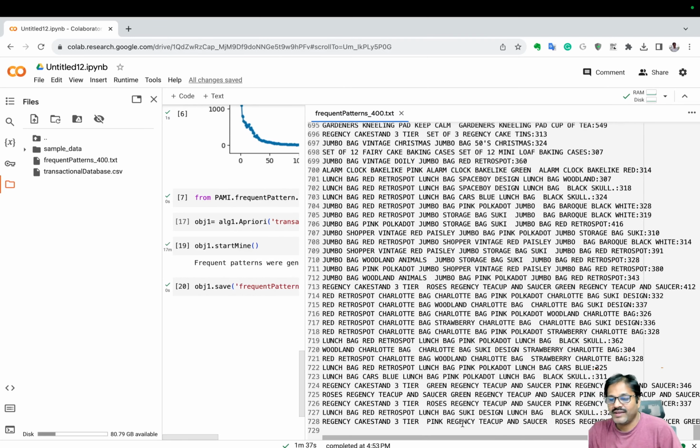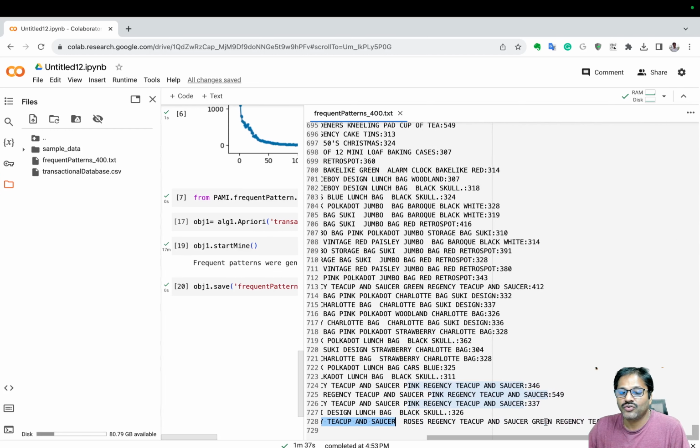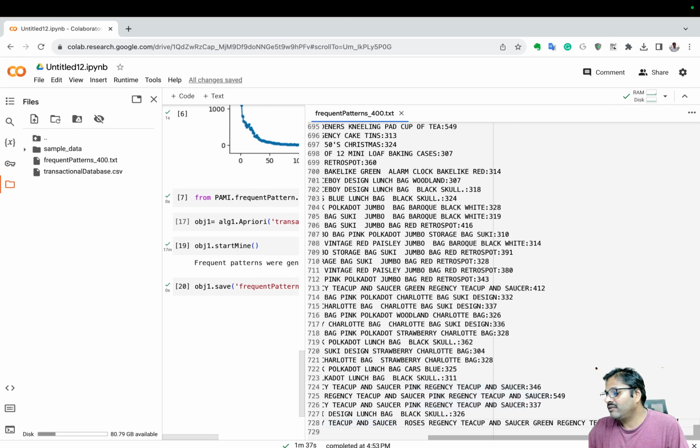So we can say that a pattern in which customers have purchased Regency cake stand 3 tier, pink Regency teacup and saucer, and so on, has the support of 303, that is, 303 people have purchased this pattern. Such patterns are very useful for the domain expert because they can make decisions on arranging the items in a supermarket.